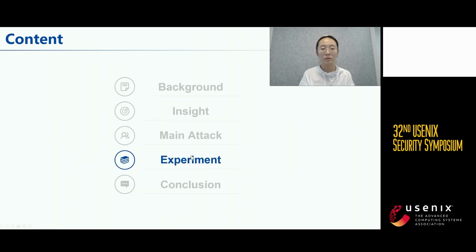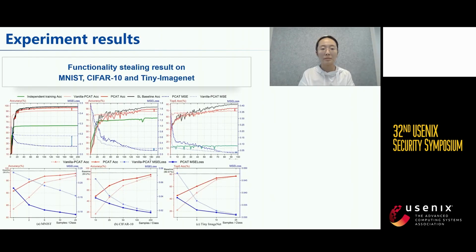Now let me show some attack results. We implement PCAT on 3 datasets, MNIST, CIFAR10, and Tiny ImageNet. Their corresponding models are LeNet-5, VGG16, and MobileNet.